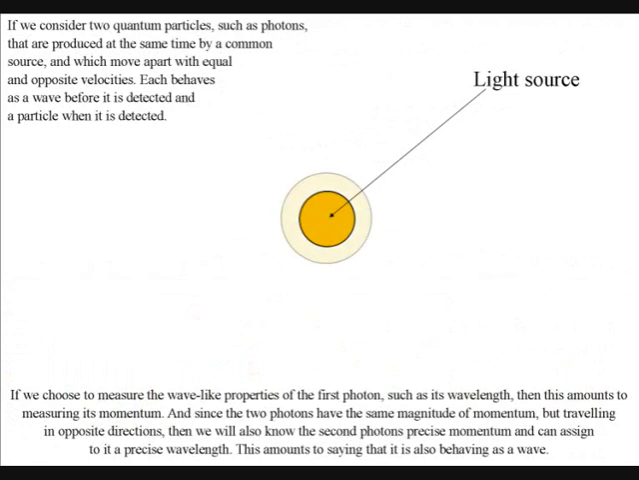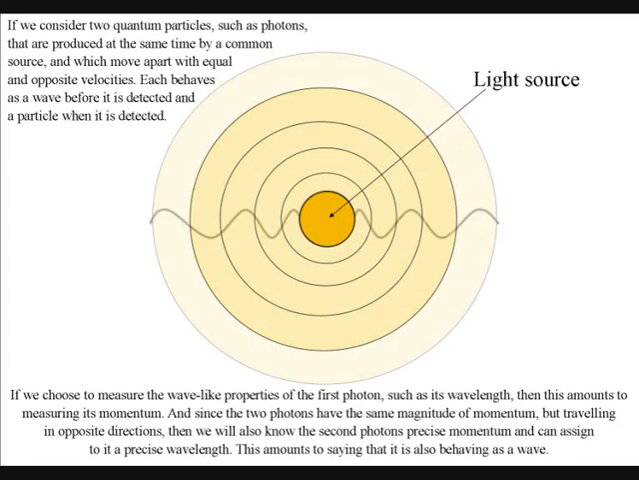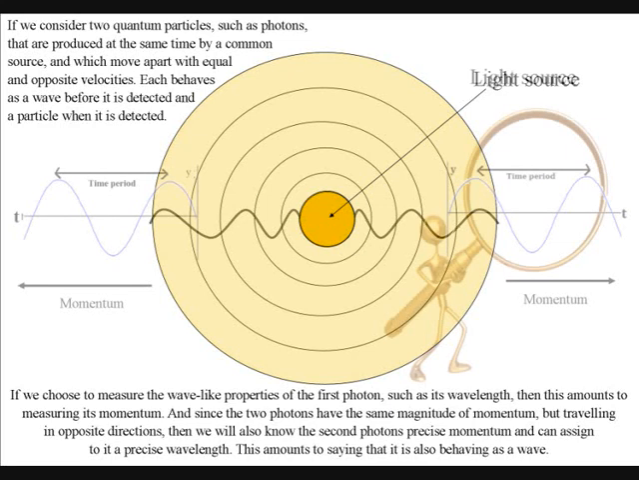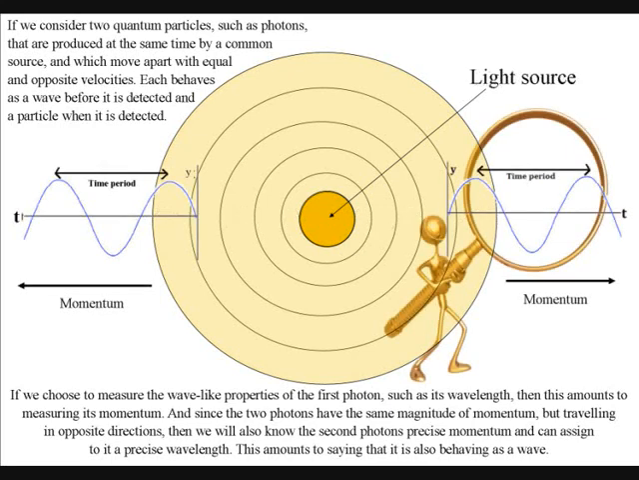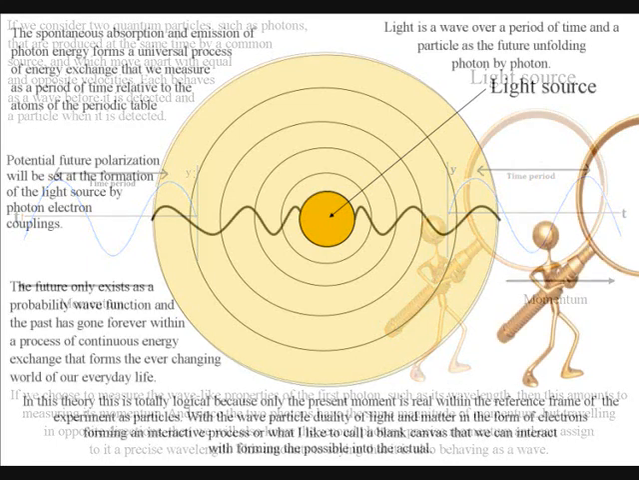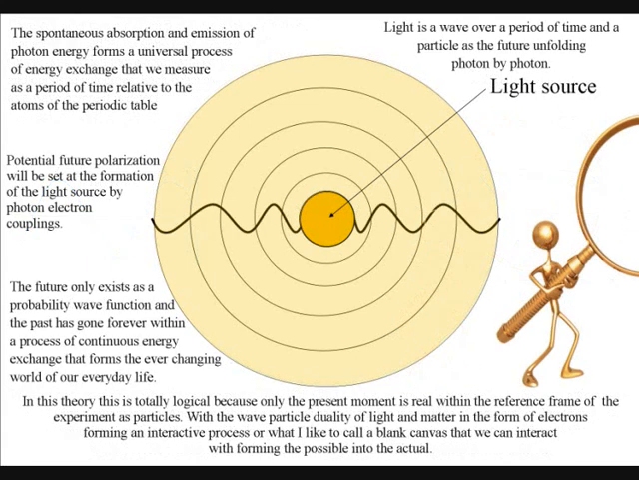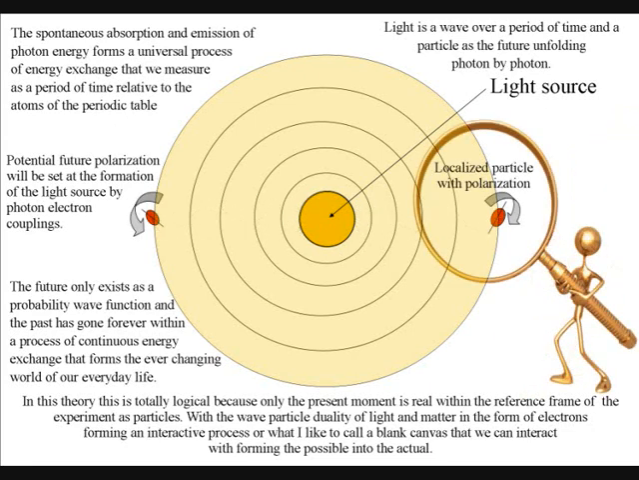This simple diagram highlights how an emergent process can explain quantum entanglement. We have the wave-particle nature of light and matter in the form of electrons, forming an interactive process, or what I like to call a blank canvas that we can interact with. When we interact with the light waves, by coming in contact with them, we form new photon particles, or new photon oscillations.